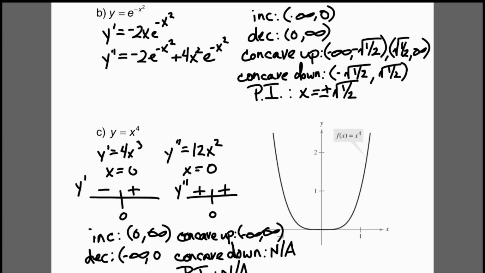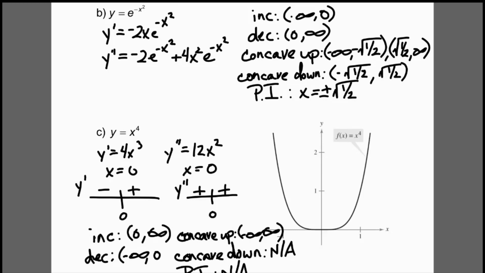Okay, and then for C, we have y is equal to x to the 4th. And this is actually a pretty simple function. The reason that I wanted to go through this one is because of the second derivative. So first of all, the first derivative is 4x cubed. You can see we have one critical point. You can see that we have one point where the behavior of the function changes from decreasing to increasing. Pretty simple. But the second derivative is 12x squared.